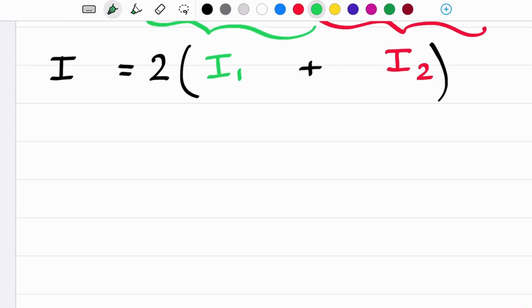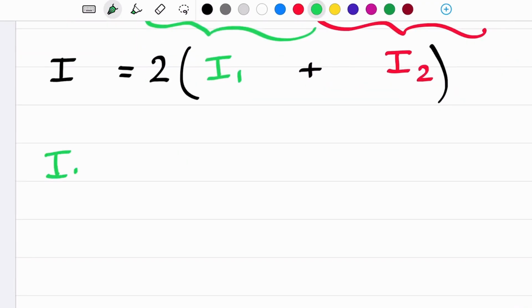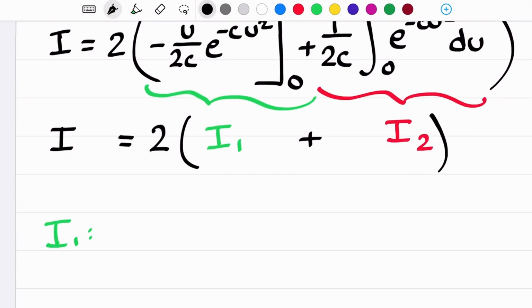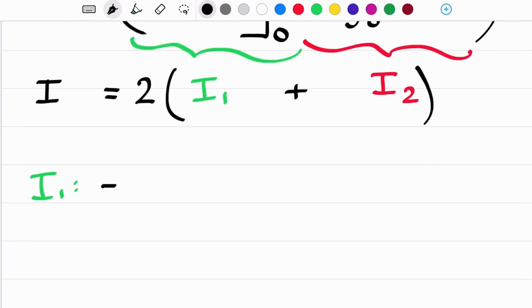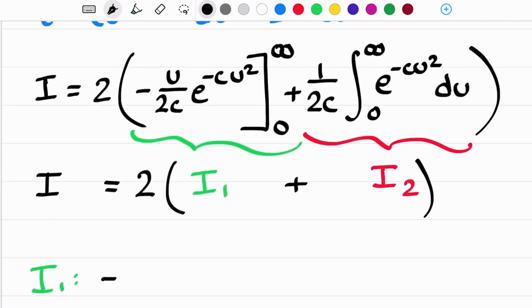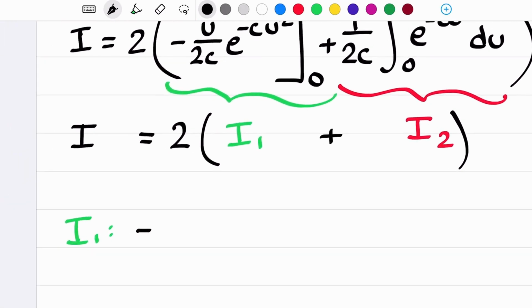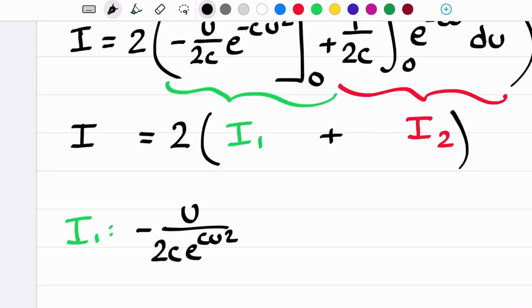So let's solve for I1 first. Now I1 is just going to be this negative u over 2c e to the negative cu squared term evaluated on the bounds. The e to the negative cu squared though, we have a negative exponent. I can bring it down into the denominator, and it's going to make it a little bit easier for me to see what's going on when we evaluate at these bounds.